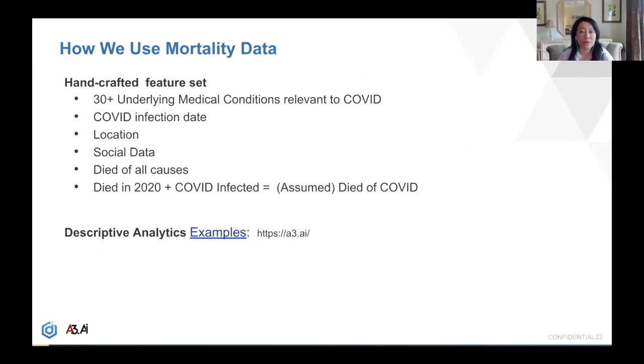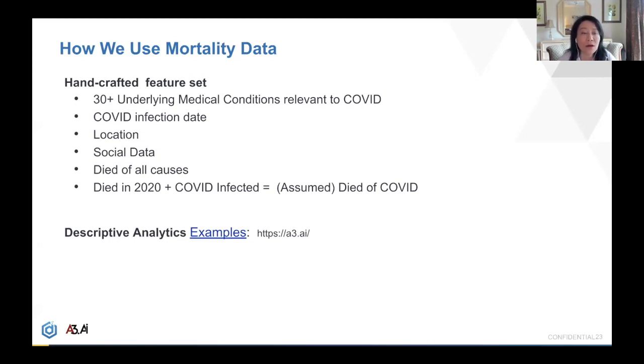How do we use it? First, led by our physician data scientist, Mahesh, we handcrafted about 30 underlying medical conditions according to the literature. These are what we believe are relevant contributors to COVID. We also mine the claims data to look for the COVID infection date, where these people reside, and their social data, like I said, behavioral spending patterns, religions, political leanings, and all that sort of thing.